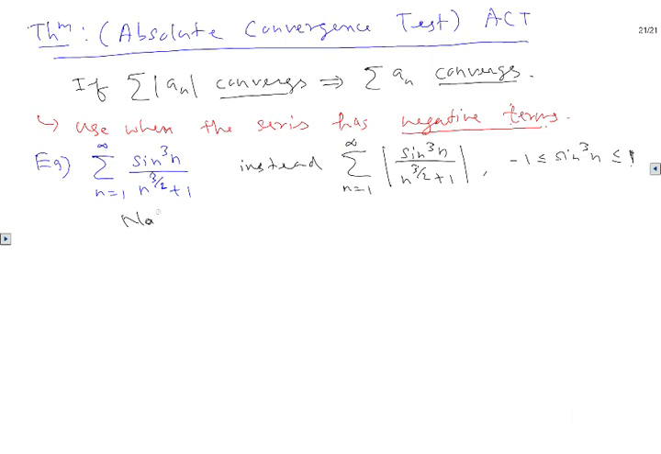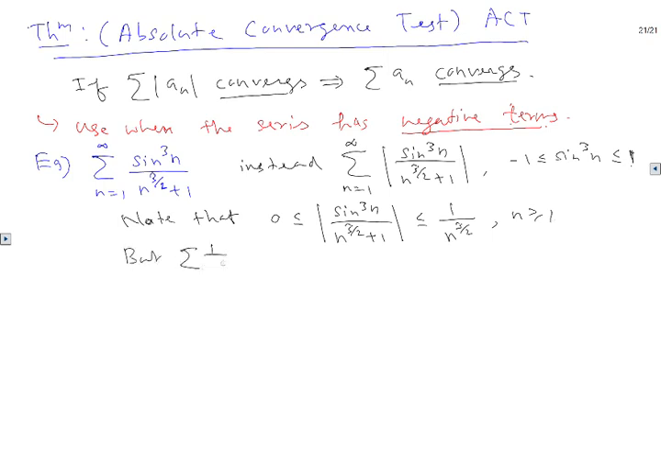Note that the absolute value of sine cubed n over n to the 3/2 plus 1 is always less than or equal to, if you take the largest value of the top and the smallest value of the bottom, 1 over n to the 3/2. This is true for n greater than or equal to 1. Largest value at the top, smallest value at the bottom. But what do we know? The sum of 1 over n to the 3/2 is a converging p-series with p equal to 3/2, which is greater than 1.